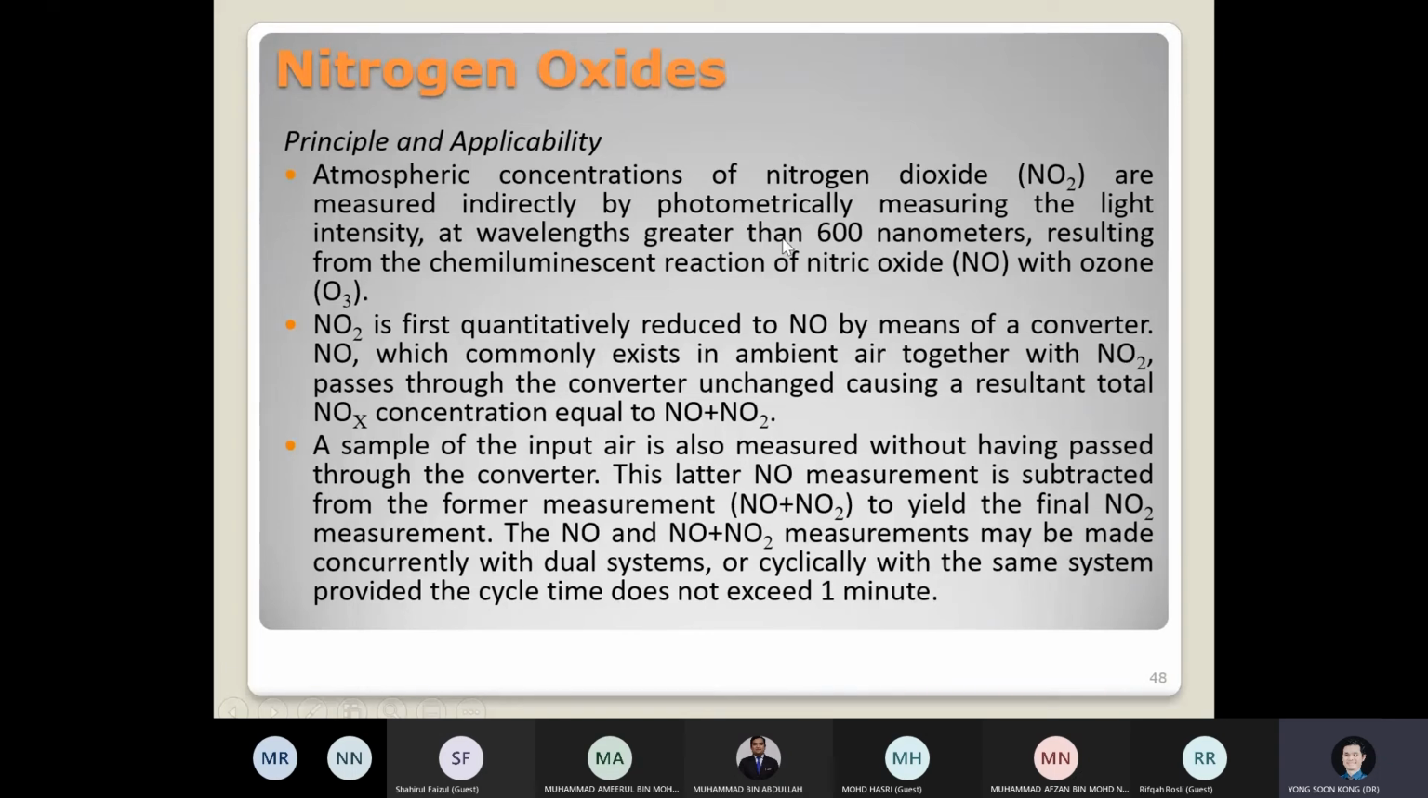So that one is the first reading. Now the second reading is you do not convert. We don't convert nitrogen dioxide, we just measure as it is. So the difference between the first reading and the second reading gives you an indication of how much nitrogen dioxide there is. That is the whole idea on how to detect nitrogen dioxide versus nitric oxide.